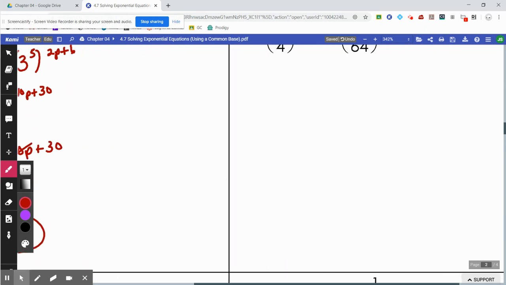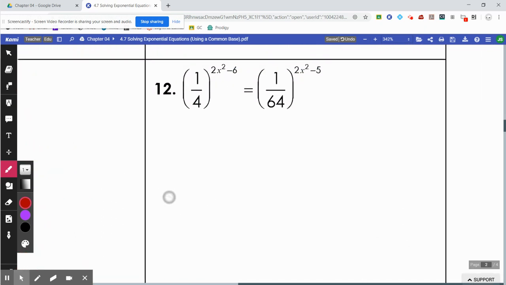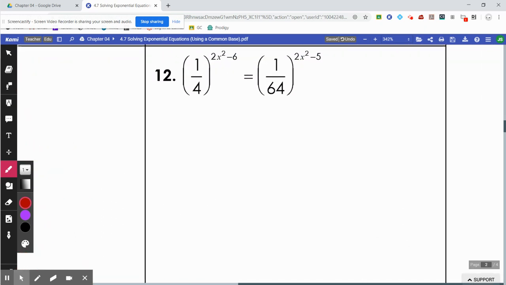Number 12. 4 and 64. And again, we have fractions, so I know these are going to be negative exponents. I know that actually 4 to the 3rd power is 64, so I could leave this as a base 4. That'd be 4 to the negative 1 to the 2x squared minus 6 equals, like I said, 4 to the 3rd is 64, so this would be 4 to the negative 3 power to bring it to the bottom, to the 2x squared minus 5.